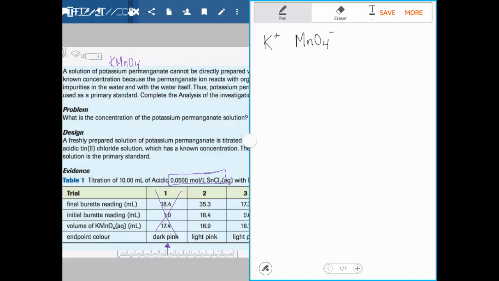Okay, and it says we've titrated with acidic tin 2 chloride solution. So we have acidic, which means we have hydrogen ions present. We have a solution, which means we have liquid water. And we have tin chloride. Again, it is tin 2 and chloride ions. So we have all of our entities present in solution, which means that they ionize into their constituent parts.